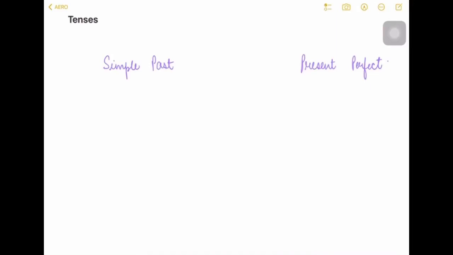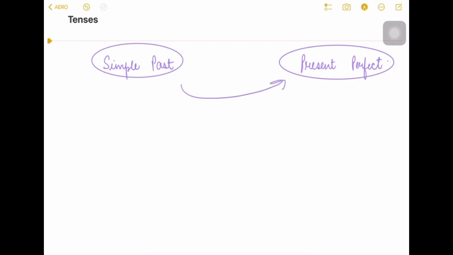Hi everyone, today we are going to learn about tenses and understand the major difference between simple past and present perfect. A lot of times students make this mistake: instead of writing simple past, they write present perfect, or sometimes vice versa. Instead of writing present perfect, they end up writing simple past. So today we are going to understand the major difference between both of them.